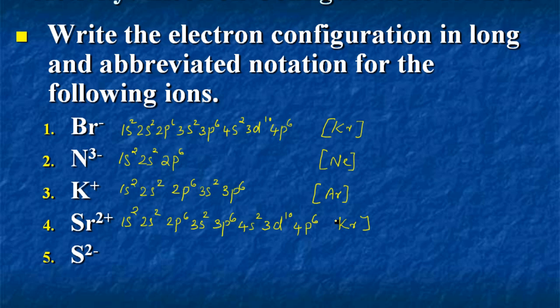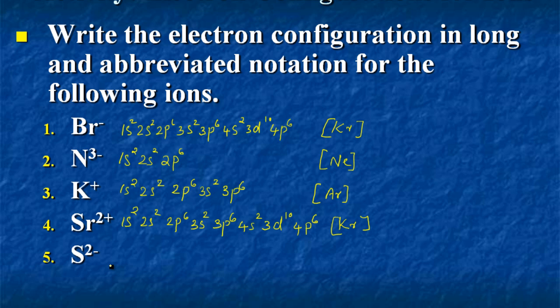So the abbreviated version is actually just the symbol that has the same configuration. Yes, it's not the same element. That is why you can't just write Kr. Kr has to be in the square brackets. But you don't need the rest of it. Abbreviated version means only you need that. But since this question is asking us to write long and abbreviated, that's what we are doing.